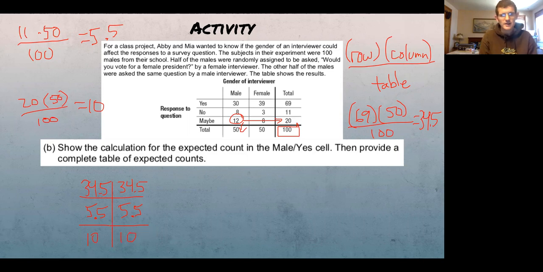We do need to calculate these by hand. There's not a convenient way to get this on the calculator. You could potentially do some matrix operations and stuff like that, but we're not going to be worried about it. It's easy enough to do it by hand. All right.